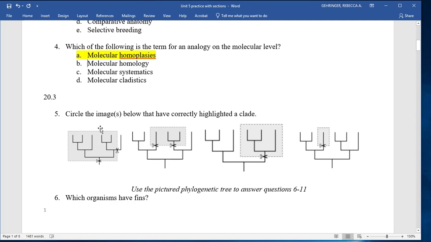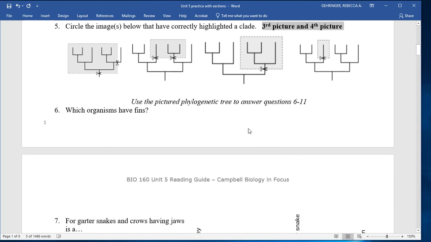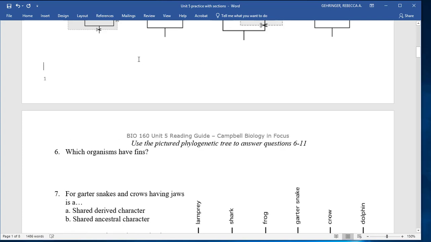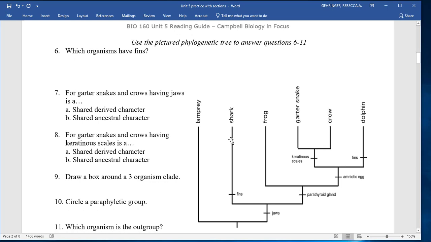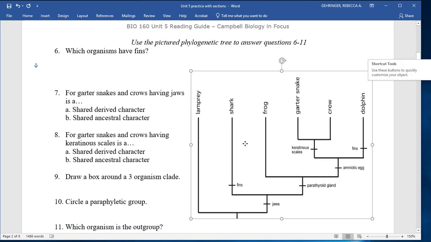So the first one is not a clade because that group on the right-hand side there is not part of a clade. Second one, not a clade because we left out these taxa on the left-hand side and the taxa on the right-hand side. The third one is a clade and the fourth one is a clade. So the third picture and fourth picture are correctly highlighted clades. So then we've got, use the pictured phylogenetic tree to answer questions 6 through 11. I'm going to scoot the tree up.